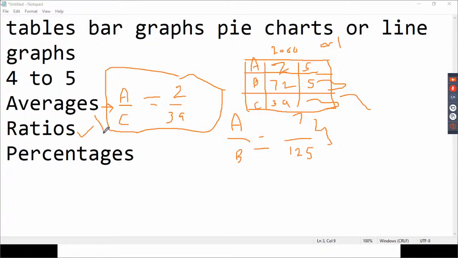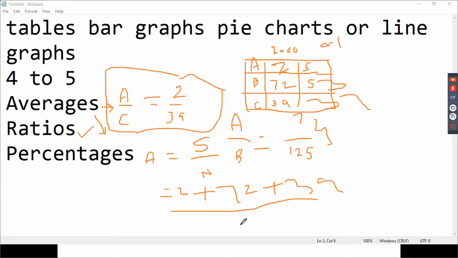Second one is averages. Everyone knows average is equal to the sum of the observations by the number of observations. What is the average profit of A, B, C in 2000? So nothing but the total profit of A plus B plus C is 2 plus 72 plus 39 by the number of companies, which is 3, like that.